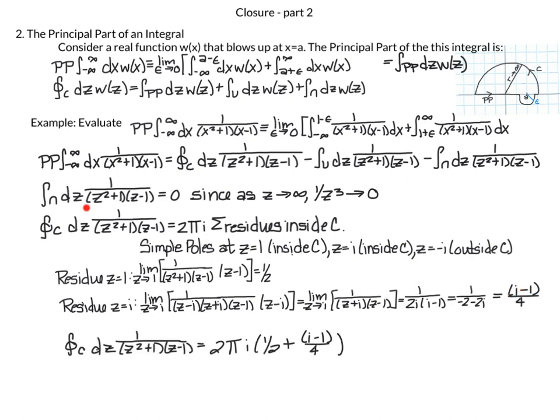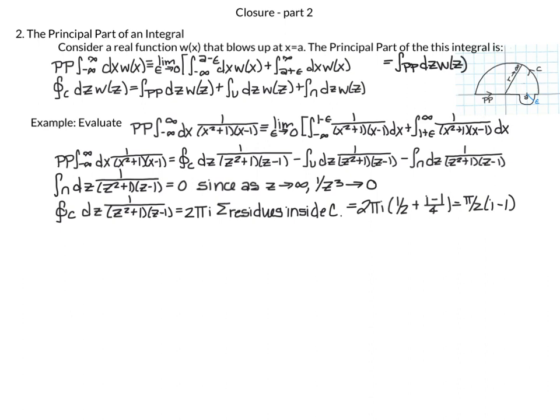And now we have, for the closed curve integral of 1 over z squared plus 1, z minus 1, 2 pi i times the residue at 1, which is 1/2, plus the residue at i, which is i minus 1 over 4. We have one more integral to do, which is this one, the one around the singularity.